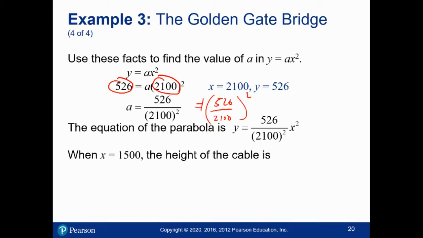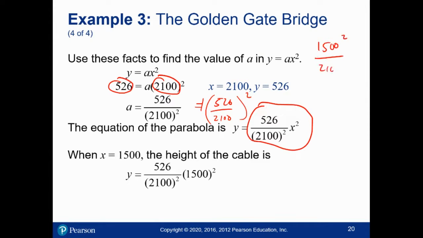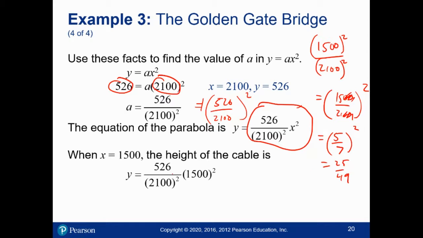We were then asked, when x is 1,500, what's the height? Now, leaving it in this expression rather than trying to simplify this as some very small number actually makes our lives a little easier, because notice I end up with 1,500 squared, because x is being squared, over 2,100 squared. So, 1,500 squared over 2,100 squared. This is the same as 1,500 over 2,100, squared, and now I can cancel these out. I can also even cancel out a 3. This is just 5 over 7 squared, or 25 over 49. So this all simplifies to just be 25 over 49.